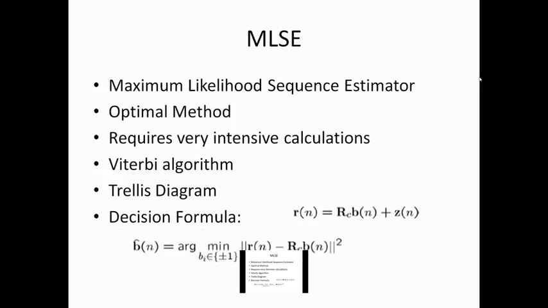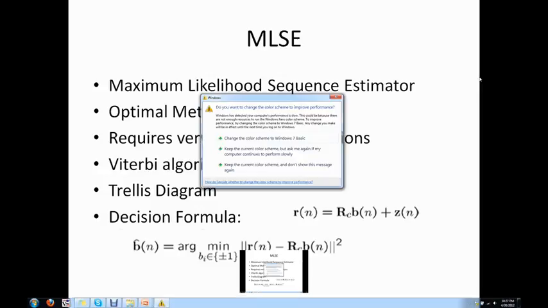It uses an algorithm called the Viterbi algorithm, and generally for learning purposes we store its information in a trellis diagram, which I'm going to show you in the slides to follow. And here's how we make the decision. We multiply our cross matrix by the signal.